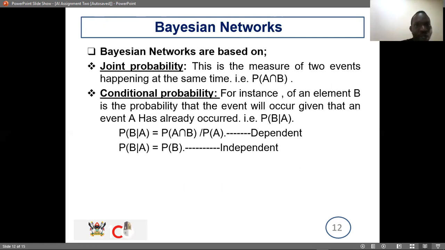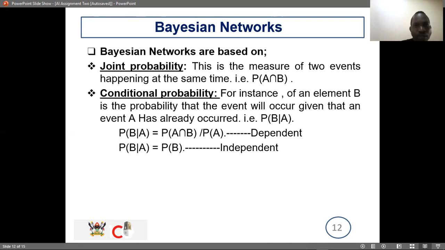Bayesian networks are based on, number one, joint probability, which is the measure of events happening at the same time, and they are also based on conditional probability. For instance, you have an event B, and this is the probability that event B will occur given that event A has already occurred. As you can see, the probability of B given that A has occurred.